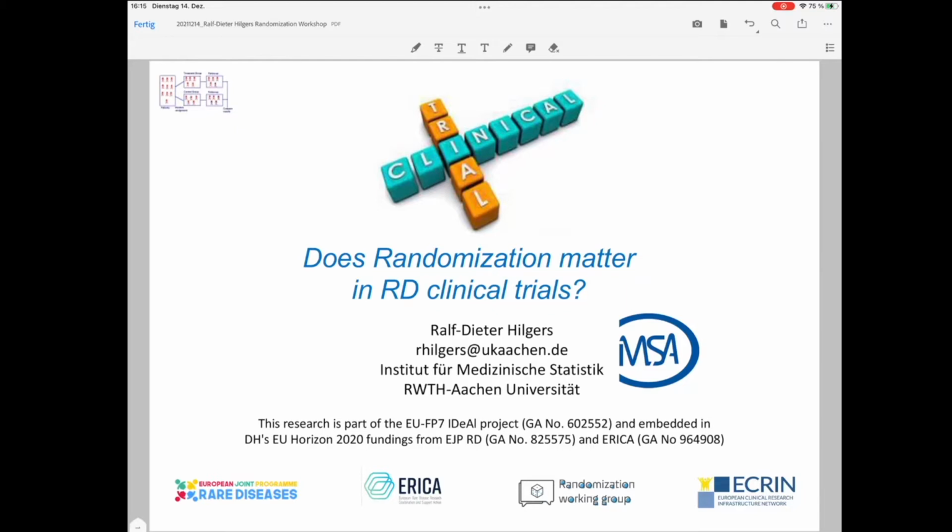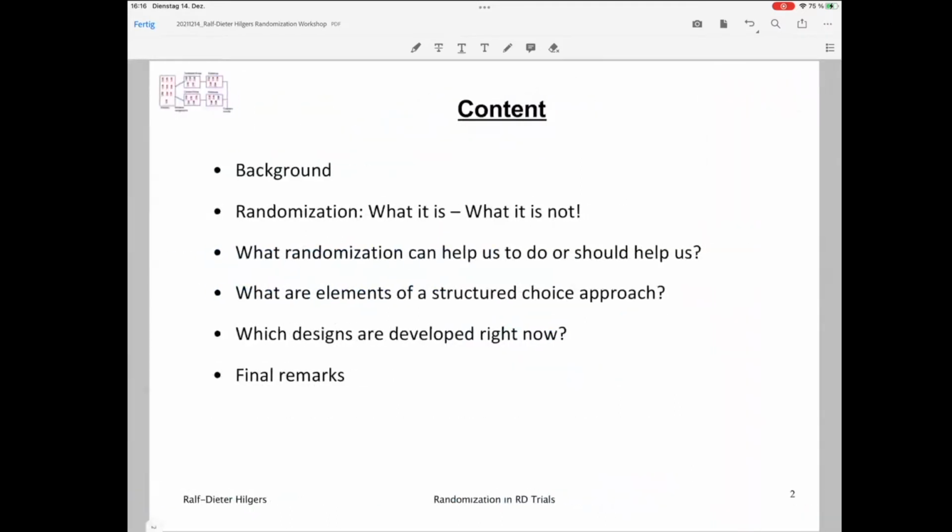So I will come to my matter. Does randomization matter in rare disease clinical trials? And I will go to my first slide. So my main objective for today is that I would like to show you ideas to identify the best practice randomization procedure you can use in your rare disease clinical trials, and use this approach rigorously also in the analysis.